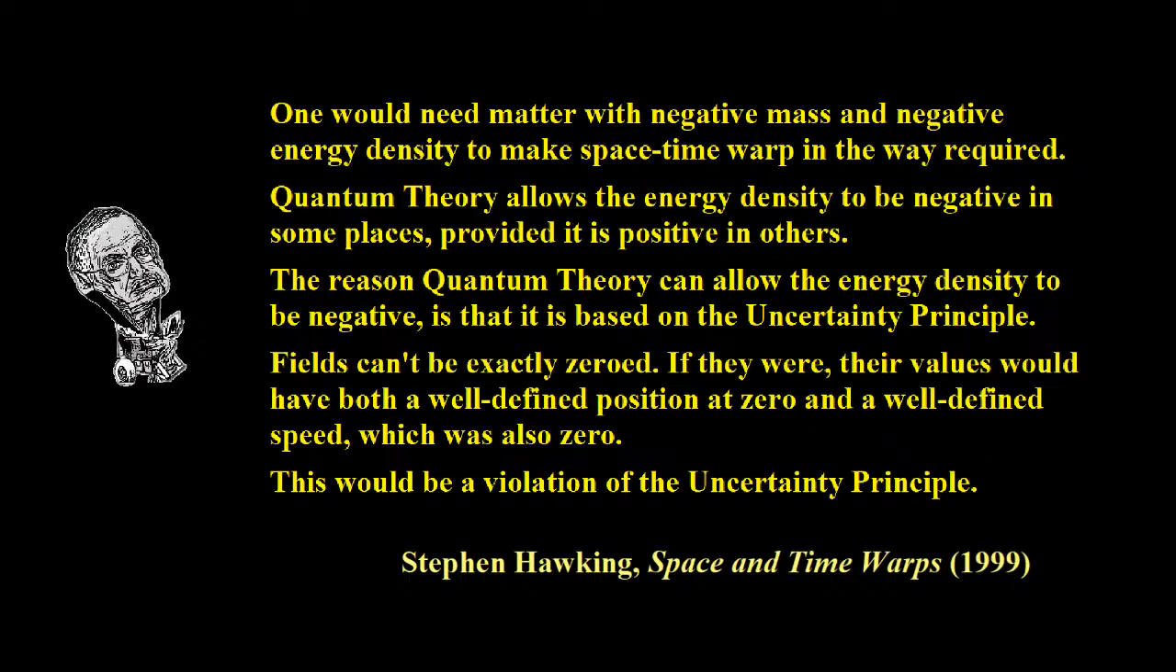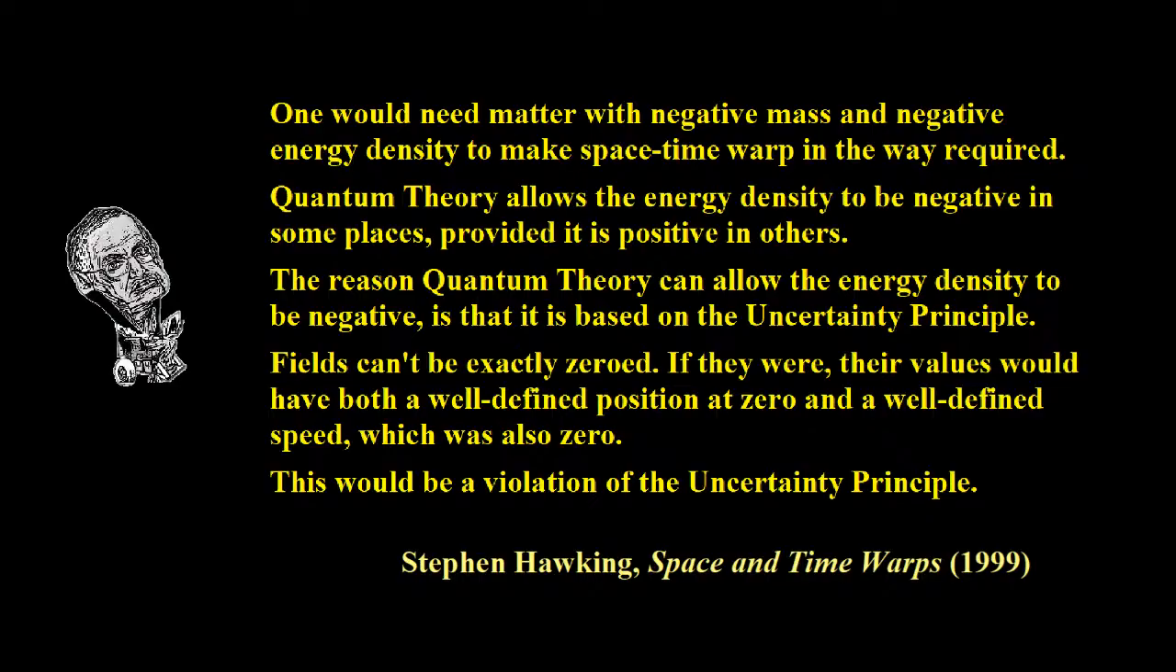Quantum theory allows the energy density to be negative in some places, provided it is positive in others. In other words, you have the second law of thermodynamics, that you have to balance the account in the end. And that's what he's talking about there. He says you can have negative energy over here as long as you put some positive over there, right? That's what he's saying. The reason quantum theory can allow the energy density to be negative is that it is based on the uncertainty principle.